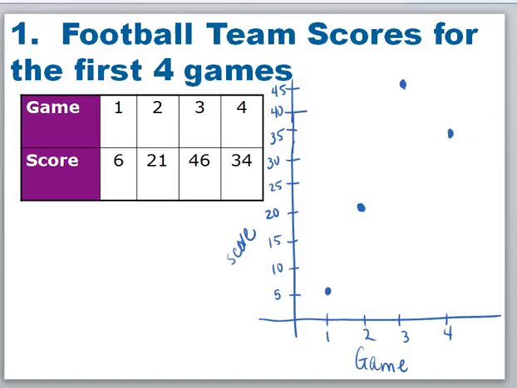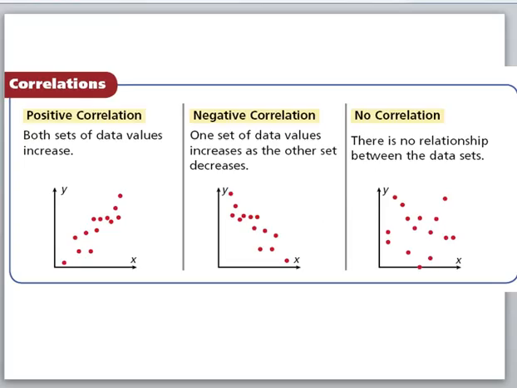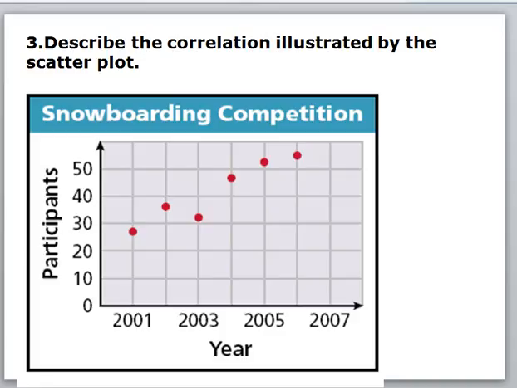The next word in our list of vocab is correlation. A correlation describes the relationship between two sets of data. I'm going to give you 3 types, and these are the other parts of your vocab. A positive correlation, you can see how all of the dots are trending upward. Both sets of data are increasing. A negative correlation, one set of data increases while the other decreases. And then the no correlation, you can see it looks like raindrops. It's scattered all around.